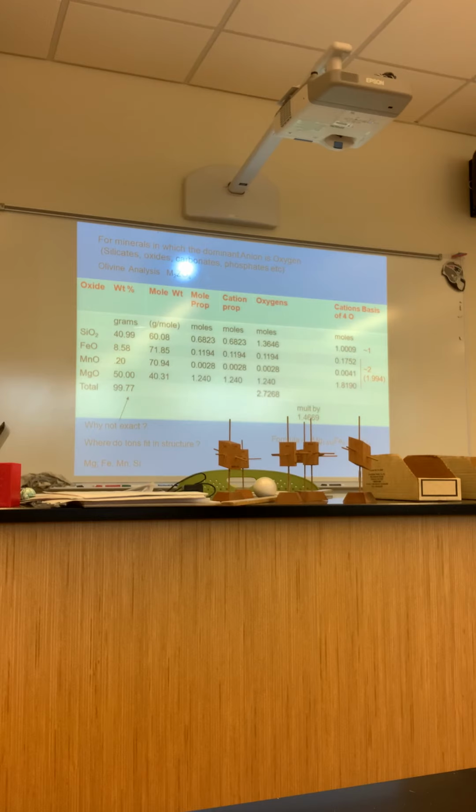So this column is exactly the same as this column. If it was K2O, it'd be twice as many cations in there. And then we do the same for the oxygens. There are 2 oxygens in silica, so this is twice as big as this. There's one oxygen for every one of these molecules, so they're the same.